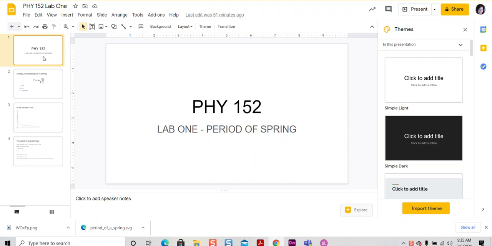Then you're going to set the mass in the video into oscillation, and you're going to measure the period of oscillation, the time it takes for it to make one complete up and down motion.